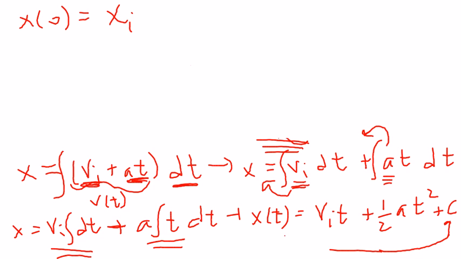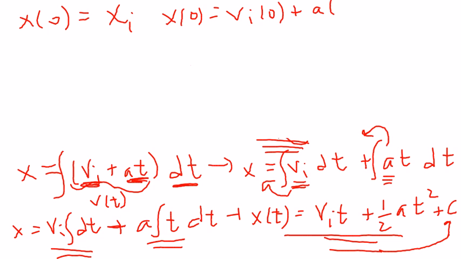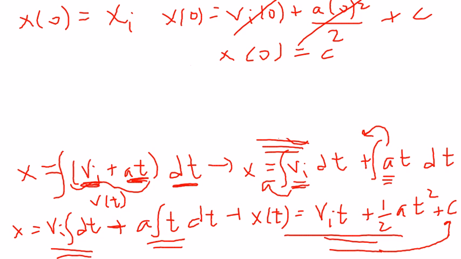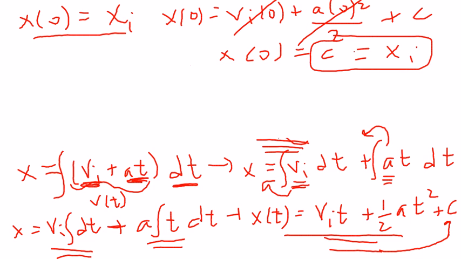So if I evaluate this whole equation at 0 seconds, I end up with x of 0 equals v initial times 0 plus a times 0 squared over 2 plus c. And you can see these all zero out, and you end up with x of 0 equals c. But we already knew x of 0 equaled x initial. So all you've really shown and proven is that c equals the initial position.